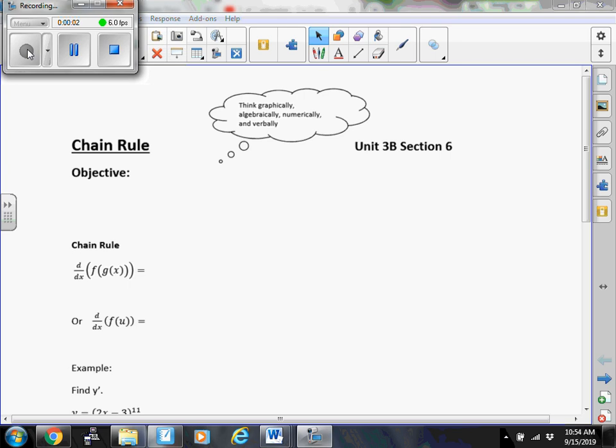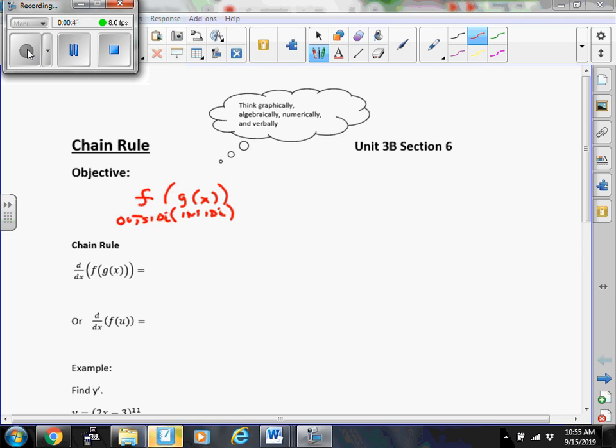Hello again, my friends. Now we're going to get into this thing called the chain rule. Basically, this chain rule is when you have a composition of functions, which means you have a function embedded inside of another. In this case, this is my inside function, and it is being embedded inside the outside function, the f. And I'll refer to inside, outside quite a bit.